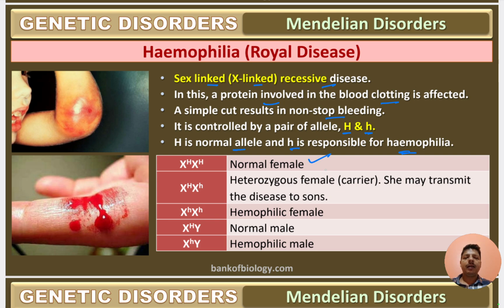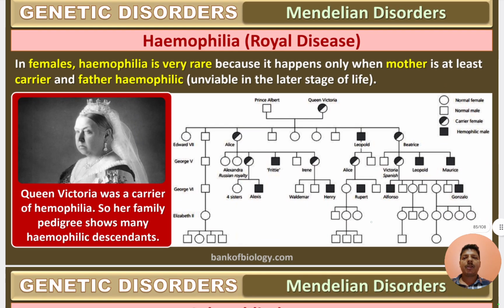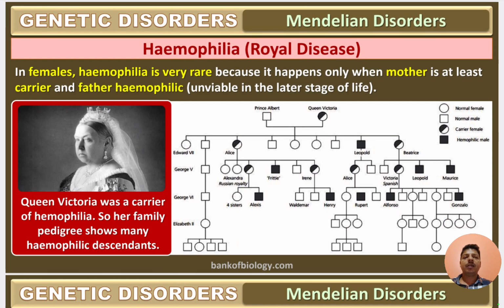Normal female, heterozygous female, hemophilic female, normal male, hemophilic male. Why is it called royal disease? Because it occurred in Queen Victoria's family, and we already discussed this.